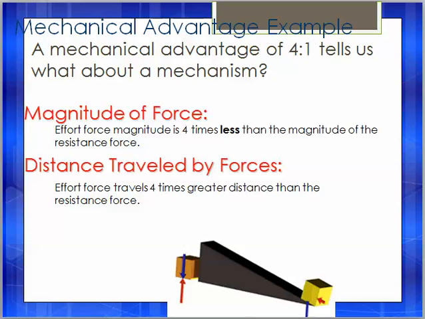Mechanical advantage. Here's an example. A mechanical advantage of 4 to 1 tells us about a mechanism. Magnitude of force: the effort force magnitude is 4 times less than the magnitude of the resistance force.